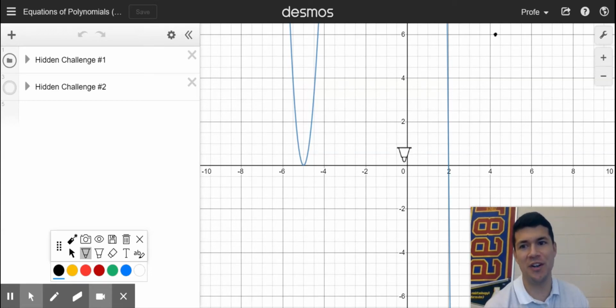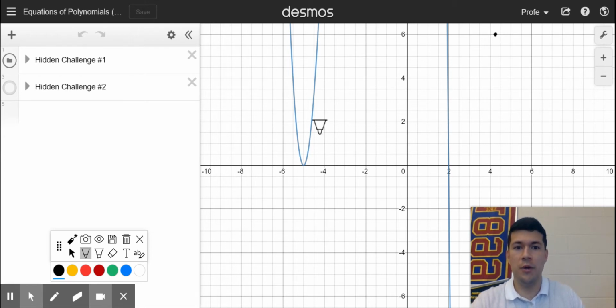Hello everyone, Mr. Zamora here with some challenges for finding the equation of a polynomial given the graph. And this is a good, healthy challenge that brings together a lot of the things that we've learned as far as zeros go. And let's try it out. So here we have a polynomial, and it looks like the left end behavior is going to go towards positive infinity, while the right end behavior goes down towards negative infinity.